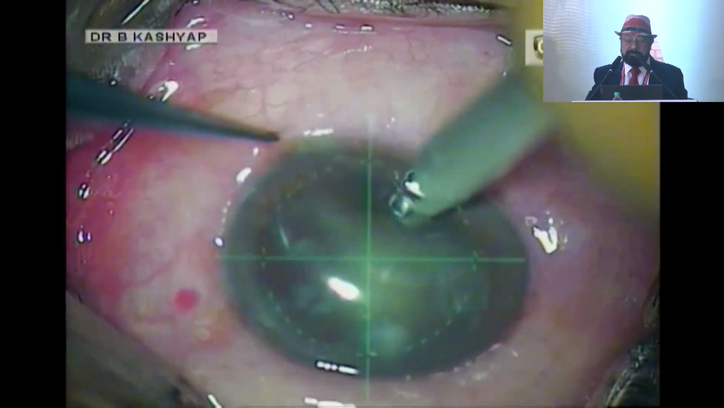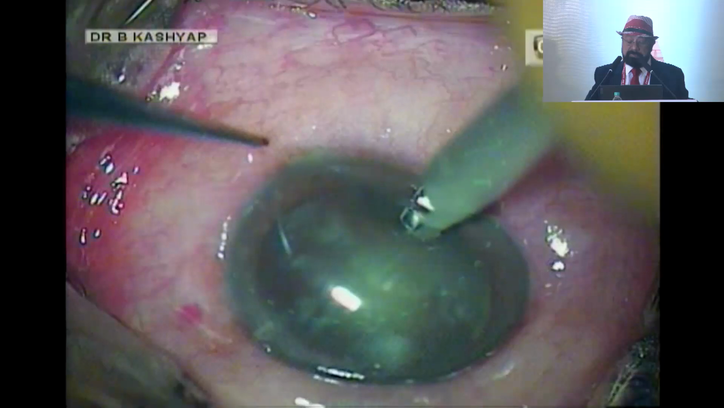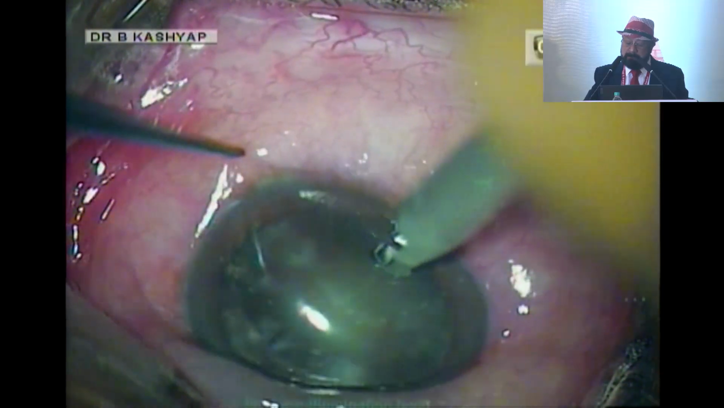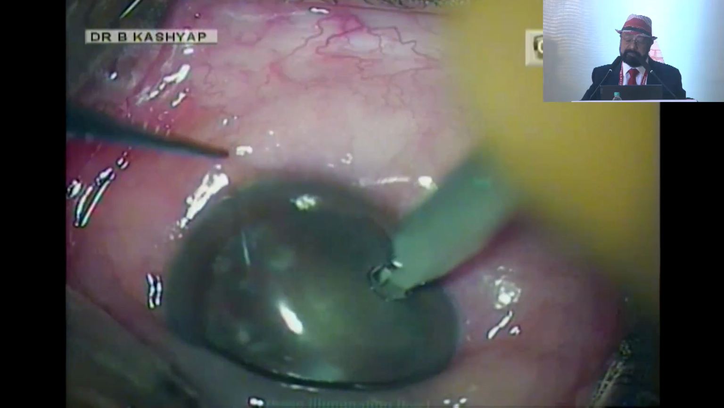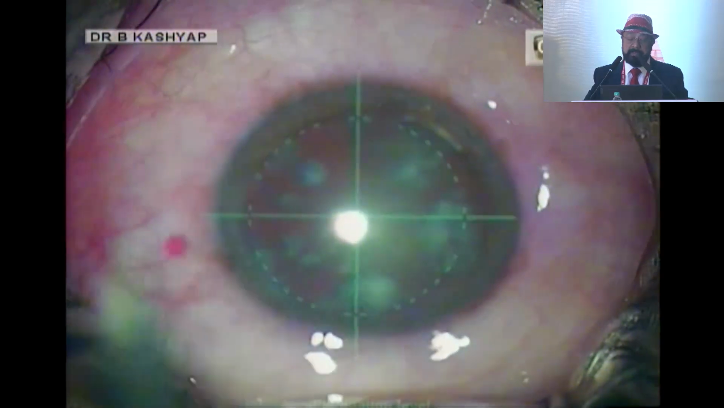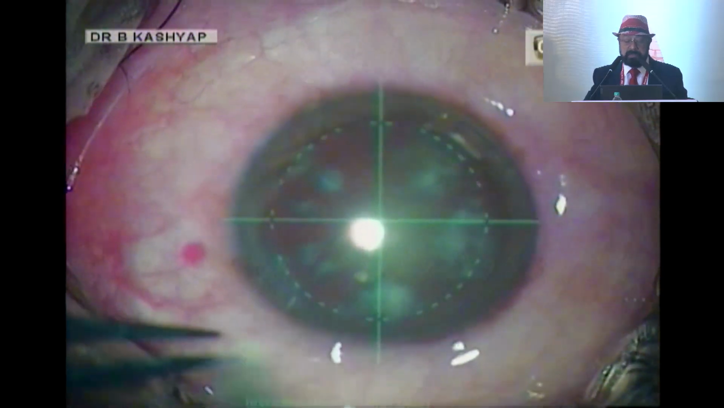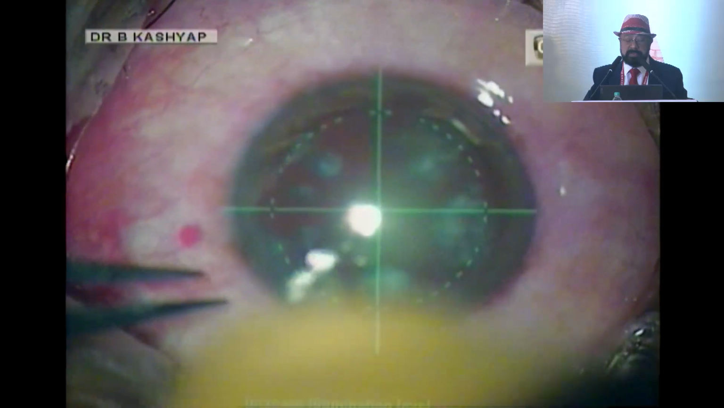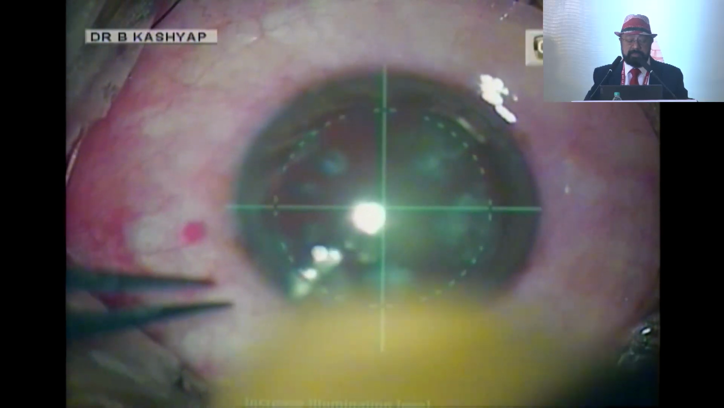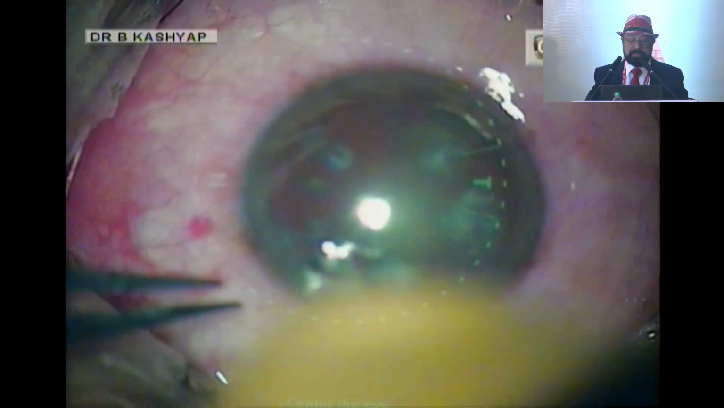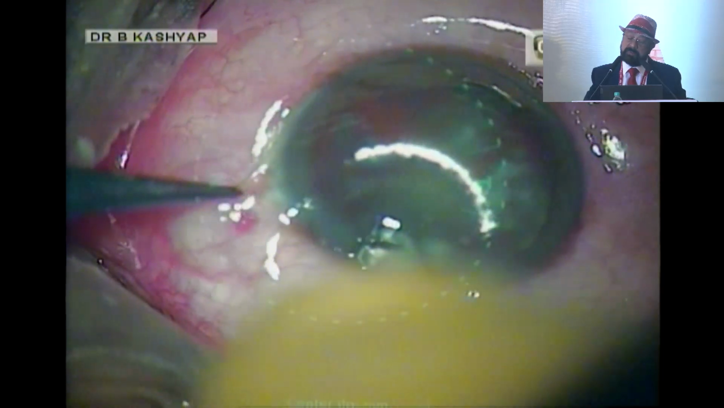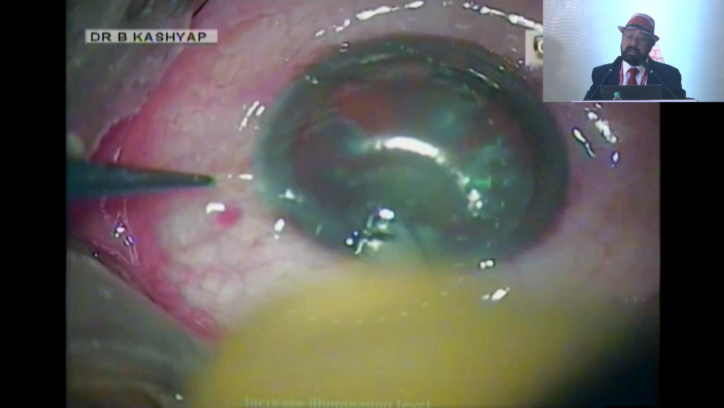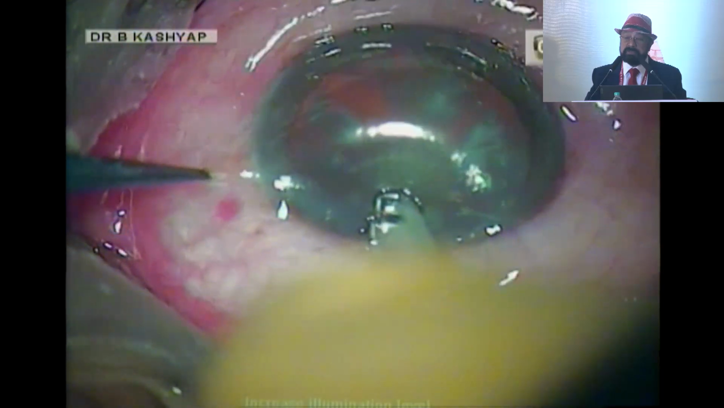You have to give pressure, you have to hold it properly, you have to be consistent, you have to be very, very stable. Such a nice arc. And the same thing has to be repeated on the other side. And these arcuate incisions are supposed to be made before we start the cataract surgery.